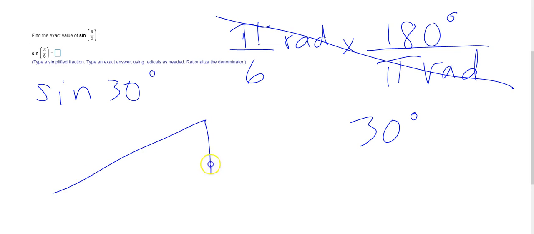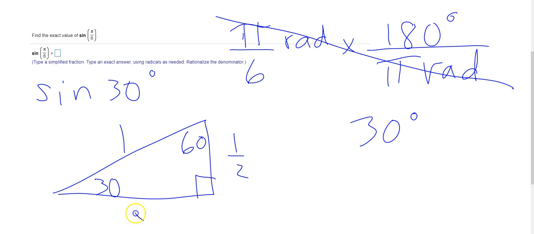Now, in your notes, didn't we have a really cool handy-dandy triangle, a special right triangle that looked kind of like this? Okay, so you tell me what the sine of 30 degrees is. Sine, isn't that opposite over hypotenuse? Oh, 1/2. Nice job. So use the special right triangle that we have.